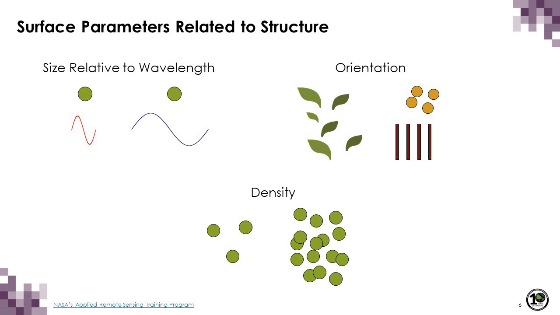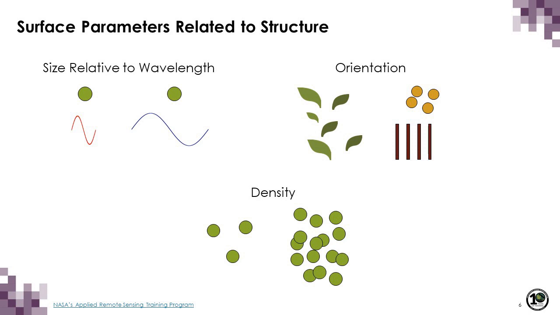As you know from the previous material, backscatter is dependent on surface properties related to structure and dielectric. There are three parameters related to structure: size relative to wavelength, orientation, and density. In radar, the length of the wave or the wavelength will determine its interaction with surface objects. In the previous slide, we talked about specular scattering, which is when the signal scatters away from the satellite because the surface is smooth. The smoothness of the surface is wavelength dependent.